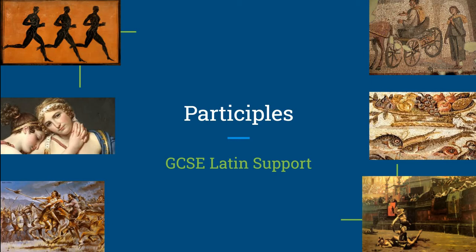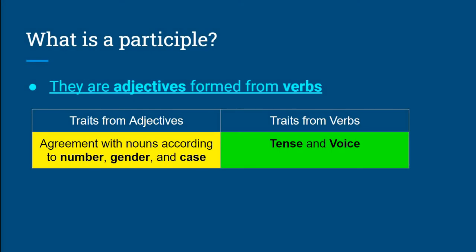Hello, today we're going to be learning about all the participles you need to know for GCSE Latin. So let's ask the question, what is a participle? In the simplest possible terms, participles are adjectives that are formed from verbs. This means they're going to have some traits of adjectives and some typical traits from verbs.